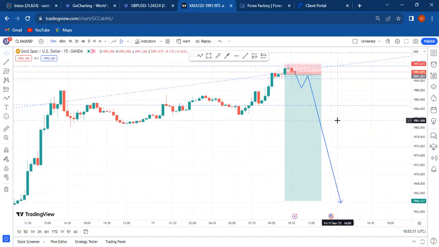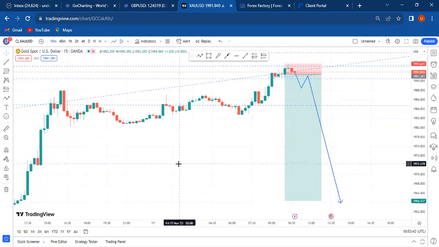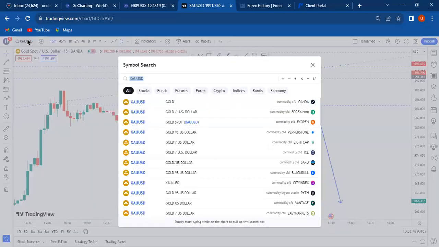Since there are no questions, let me take one more pair. What pair should I take? Let me take GBP USD.